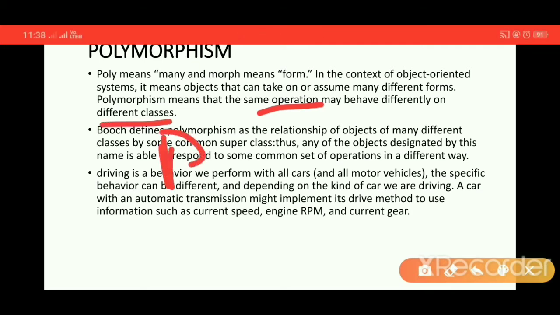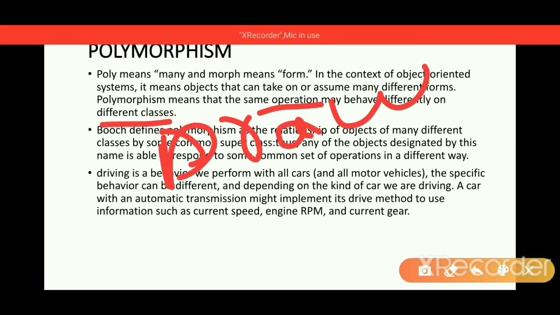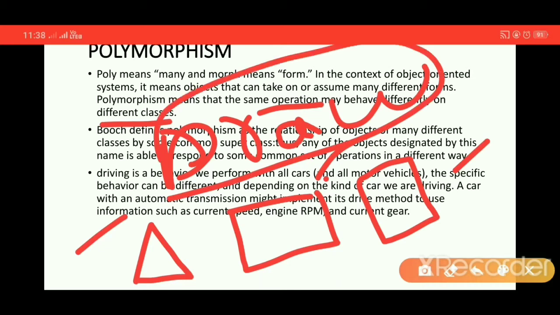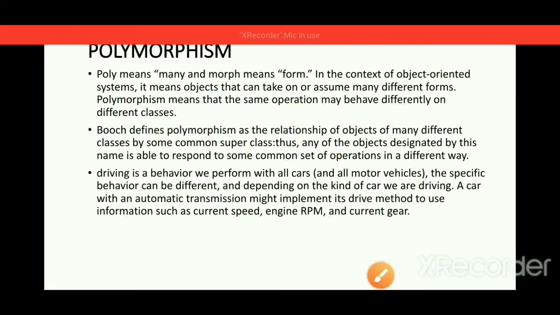For example, draw is an operation. To draw a triangle, a rectangle or a square, we need the draw operation. But this is the triangle class, the rectangle class, and this is the square. Using draw we are drawing the triangle, rectangle and square. Here the same operation is behaving differently on different classes: triangle, rectangle and square.